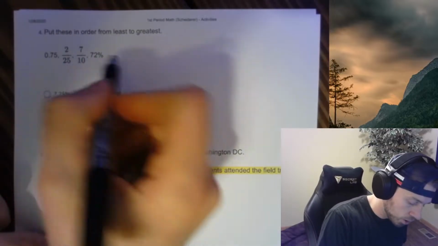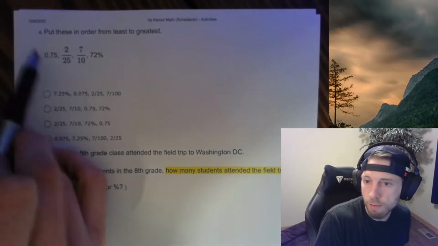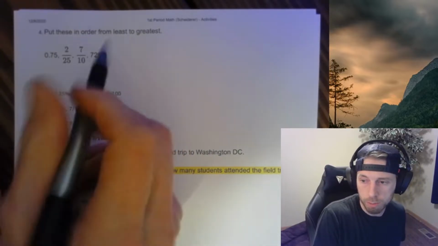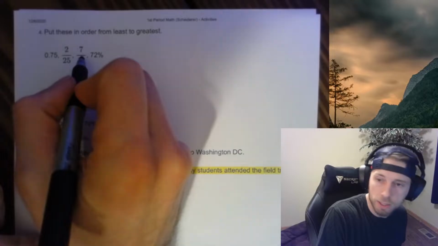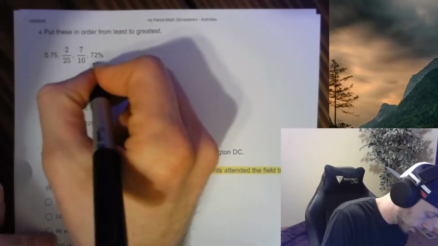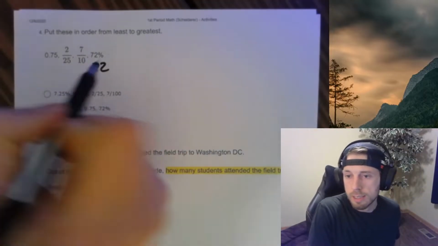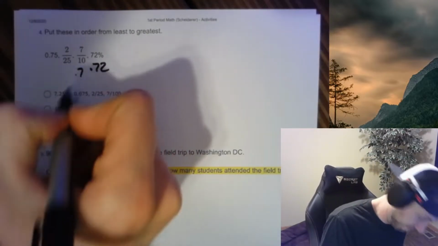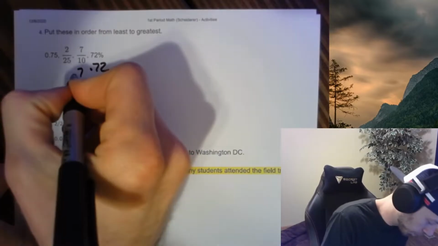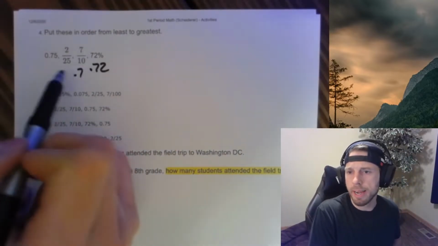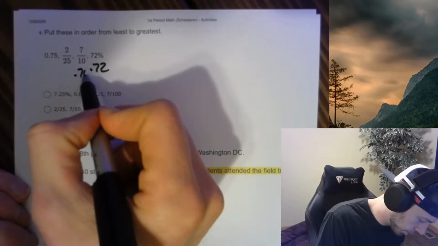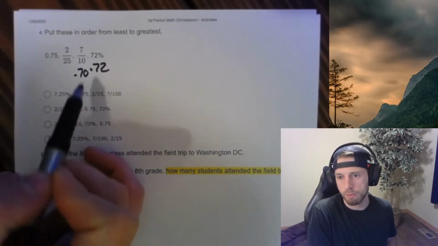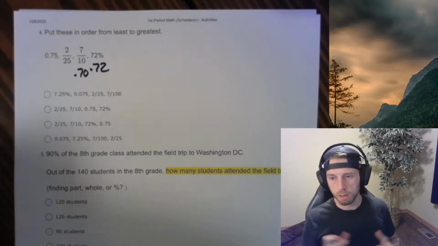So what I'm going to do is take the 0.75, so I'm going to leave it alone. The 72%, really easy to turn into a decimal because all you've got to do is kick that decimal over 2 places to the left. So it would be 0.72. 7/10 as a decimal is 0.7. And if we wanted to make it comparable to the other ones, we would just put a little 0 on the end of it. It would be 70 hundredths. It's the same thing, but it allows us to compare 0.75, 0.72, and 0.70 a little bit easier.